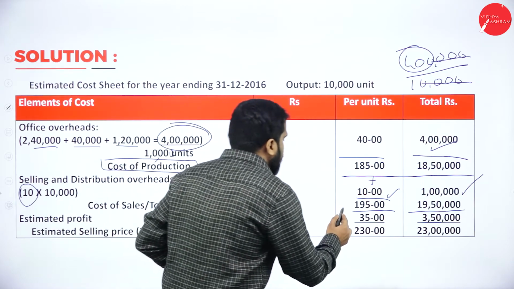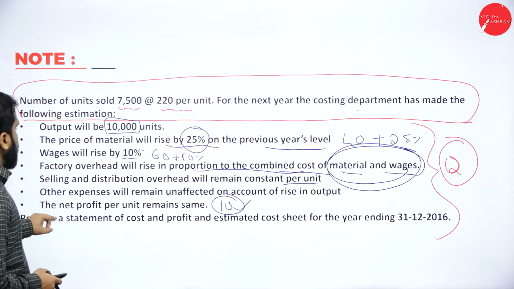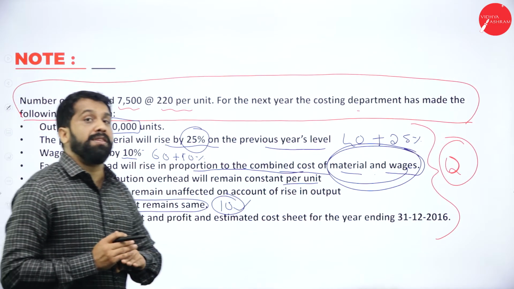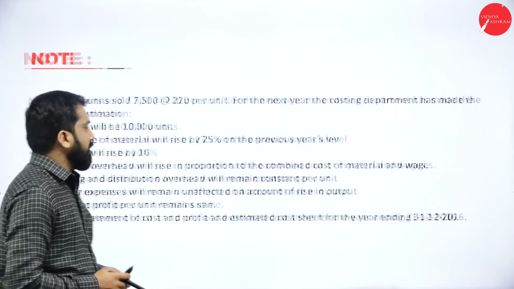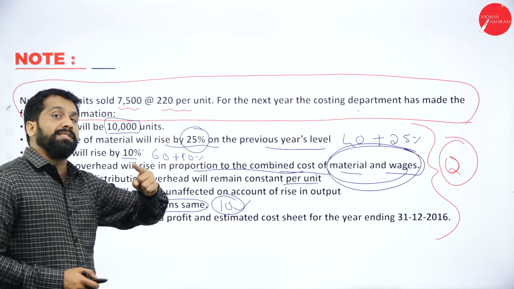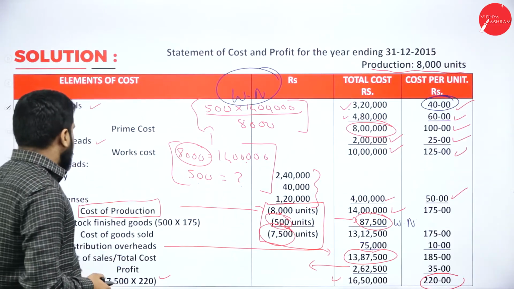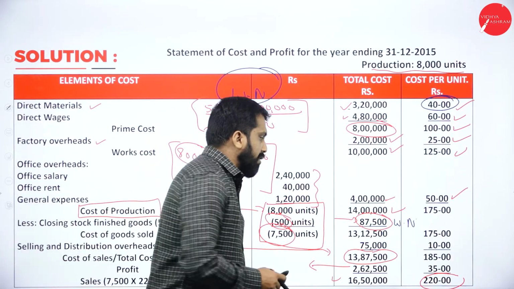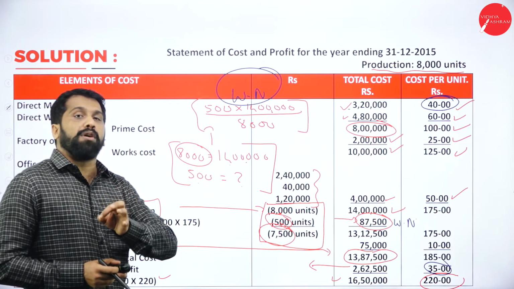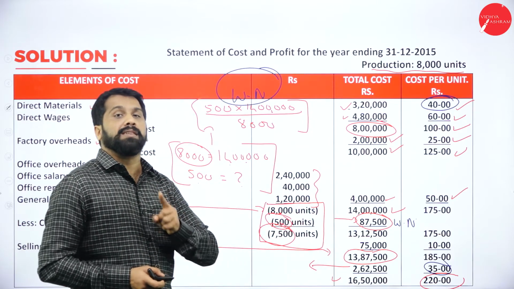Now, how did you get this profit and how did you get this sales? I'll go back to your question. In the question, they have mentioned the net profit per unit remains the same. So it will not change. Easy to calculate. Now, what was your selling price? The selling price was 220, but now it will change. Why? Because the net profit will remain the same. What was your net profit in your first cost sheet? It was around 35 rupees. Net profit will remain the same, so it was 35. Now also it should be 35 only.